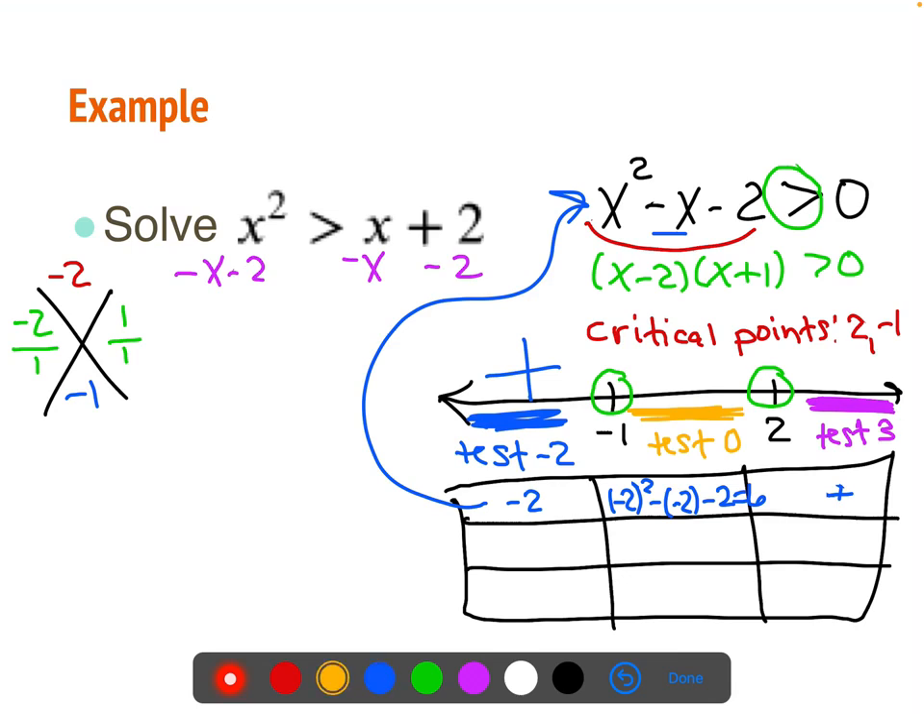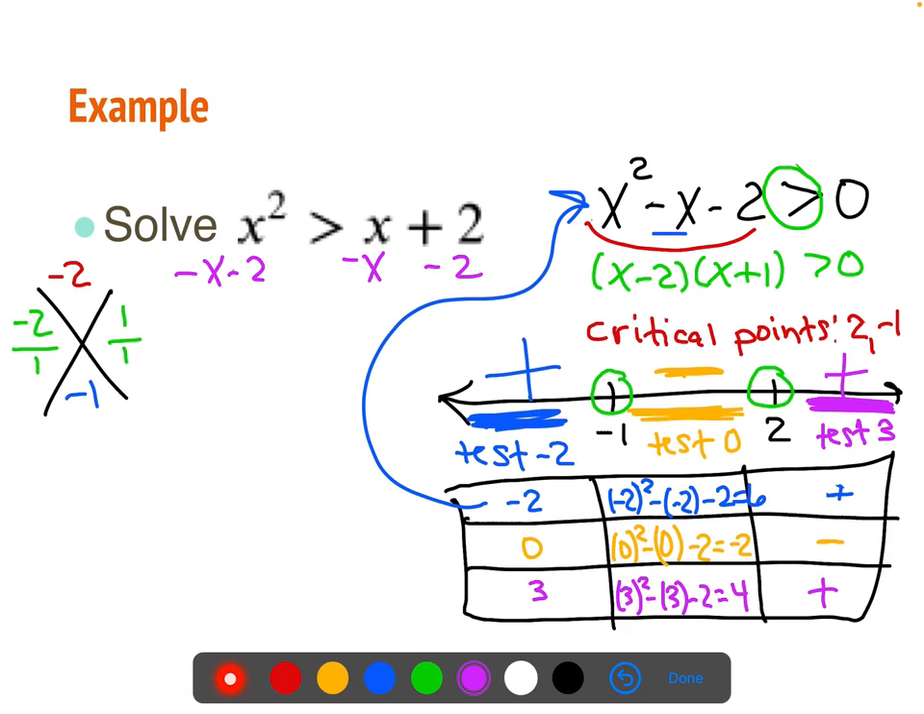Now I'm going to do the next guy. I'm going to test 0 in the equation. 0 squared minus 0 minus 2 gives me negative 2. Negative 2 is a negative number. So in here is a negative. And then I'm going to do my last one, 3. 3 squared minus 3 minus 2. So 9 minus 3 is 6. 6 minus 2 is 4. That's a positive number. So over here is positive.